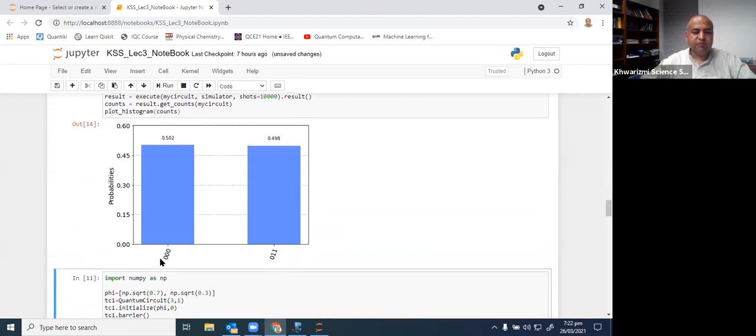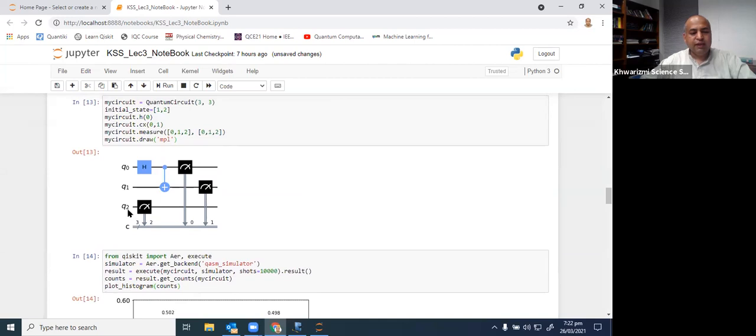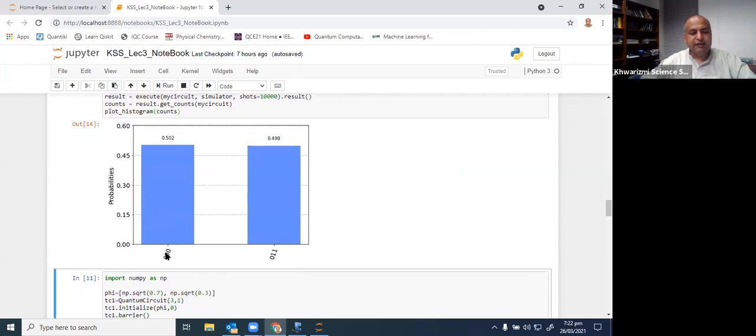Okay, so here is the output. You see 50% is the 0,0,0 state and 50% is the 0,1,1 state. When you interpret this histogram, the qubit on the left corresponds to Q2, the next qubit corresponds to Q1, and then the next to Q0. So Q0 is written at the end and Q2 is written on the left side.